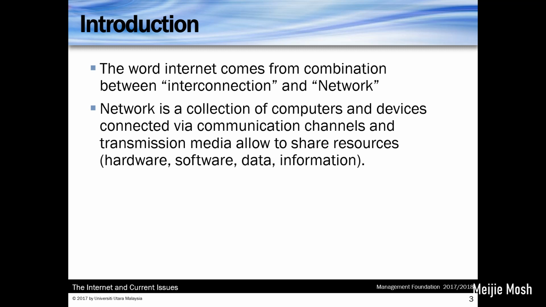The word internet comes from a combination of interconnection and network. Interconnection is to connect with one another, and a network consists of two or more computers that are linked in order to share resources, for example, hardware, software, data and information, and also to exchange files or allow electronic communications. So a network is a collection of computers and devices connected via communication channels and transmission media that allow them to share resources.